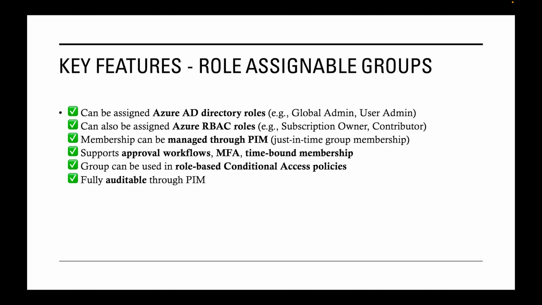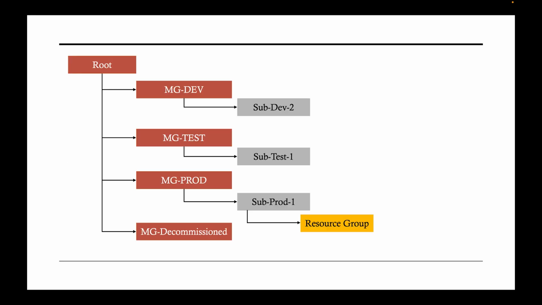So what are the key features? They can be assigned Azure AD directory roles like global admin, user admin. They can also be assigned Azure RBAC roles, such as those roles that have more granular permissions. And then memberships can be managed through PIM, it supports approval workflows, and groups can be used in conditional access policies and are still fully auditable.